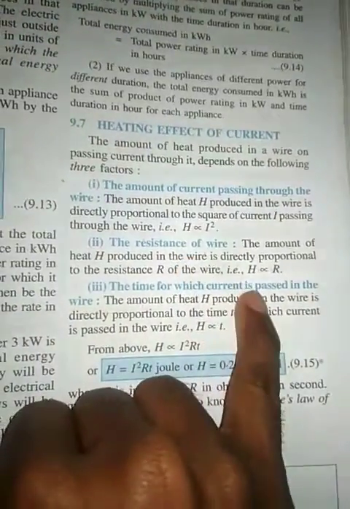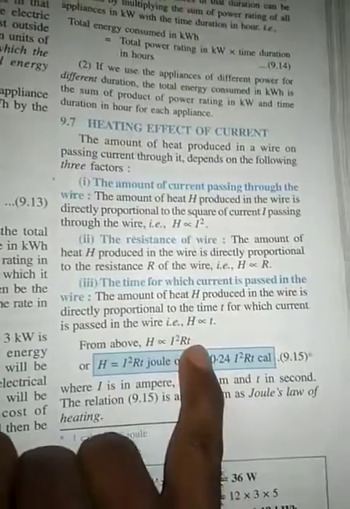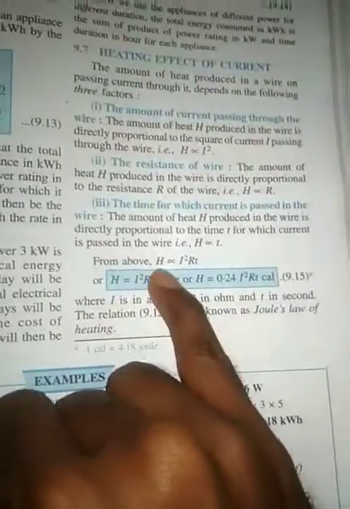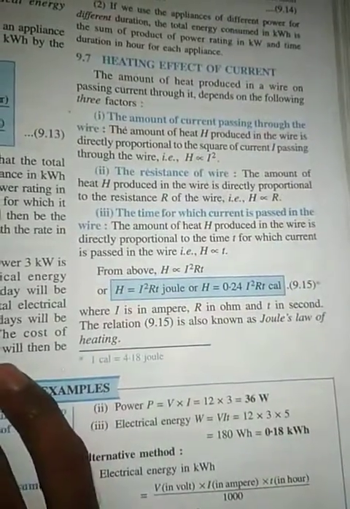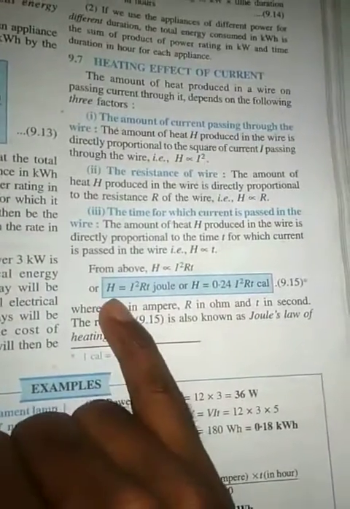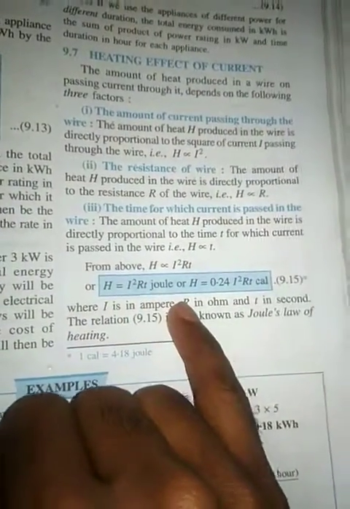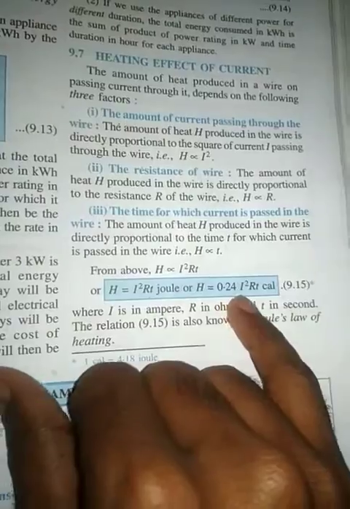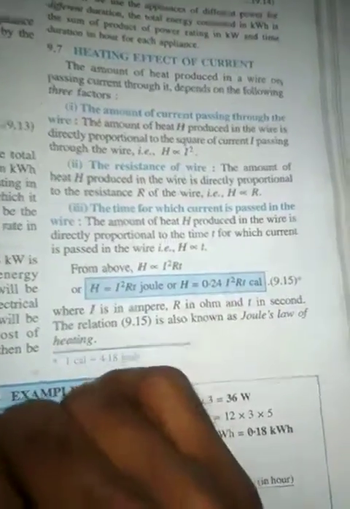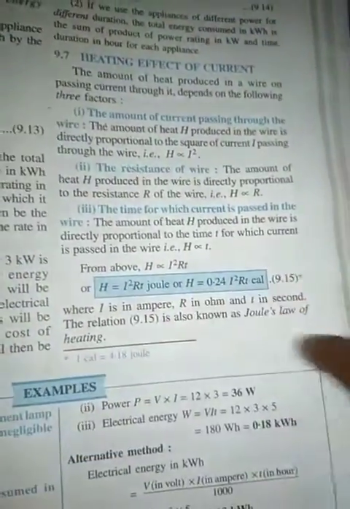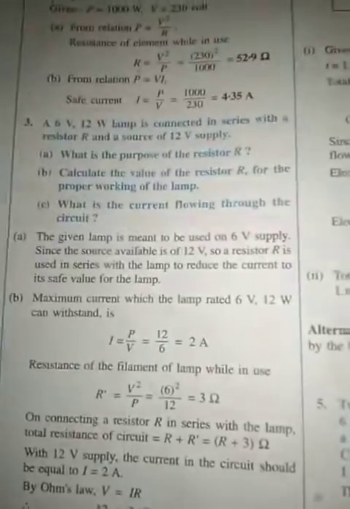Similarly, it is directly proportional to resistance, and directly proportional to time. The formula then becomes H proportional to I square RT. So I can write H equals I square RT joule, or H equals 0.24 I square RT calorie. Now this is known as Joule's law of heating. Now let's check some numericals here.